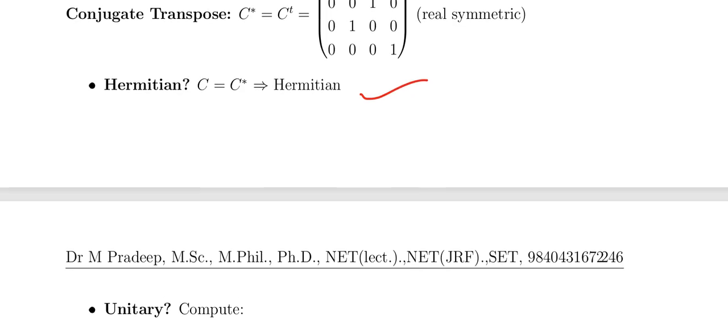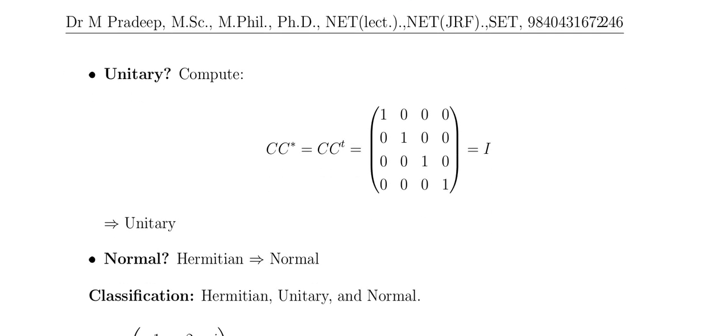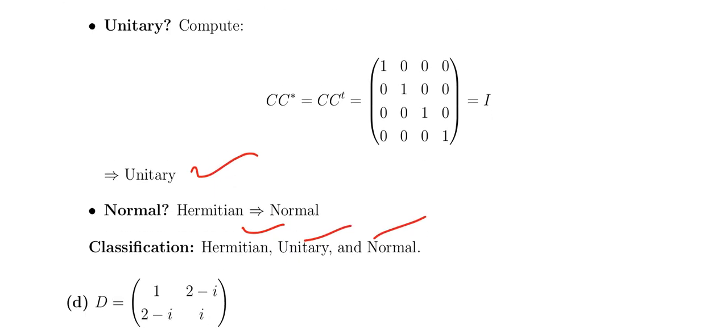So unitary நம்ம check பண்ணணும். Unitary ஆக இருக்கணும்னா C star C, இந்த ரெண்டு I வரணும். So unitary-ஆகவும் இருக்குது. So இந்த மூணுமே வருது, Hermitian, unitary, normal. So இது மாதிரி எந்த matrix கொடுத்தாலும் நீங்கள் check பண்ணலாம்.